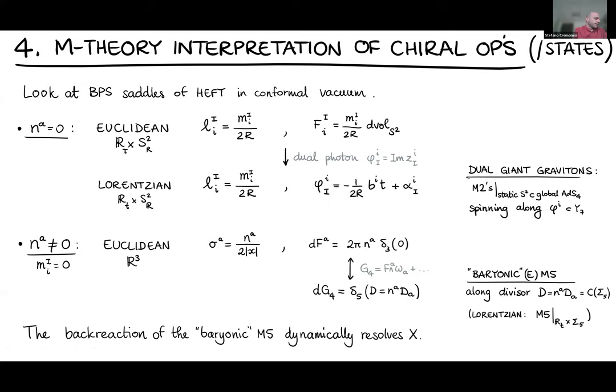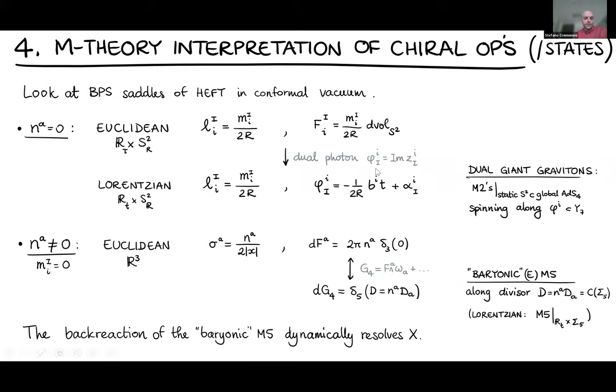Okay, so finally, if I can take a few more minutes, I'll just conclude with the interpretation of these chiral operators in M theory, which I think is also interesting. As usual, because we're dealing with conformal field theories, we can think of operators or states, and I will switch from one to the other without specifying too much. Because we're just after the chiral operators, we can just look at the BPS saddles of the holographic effective field theory in a conformal vacuum.